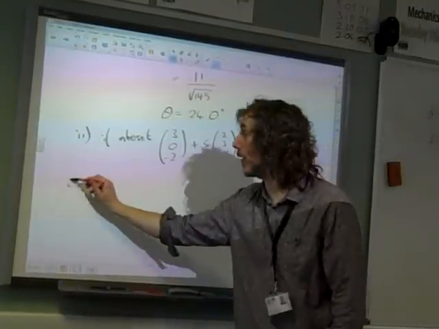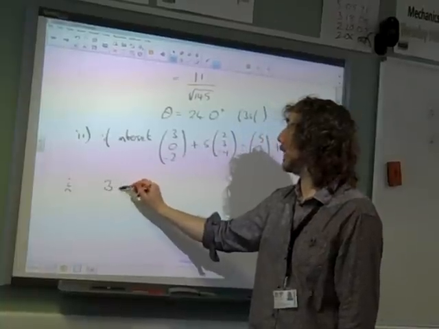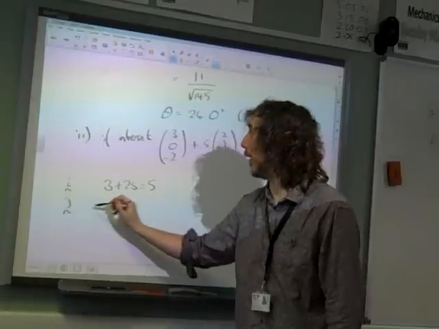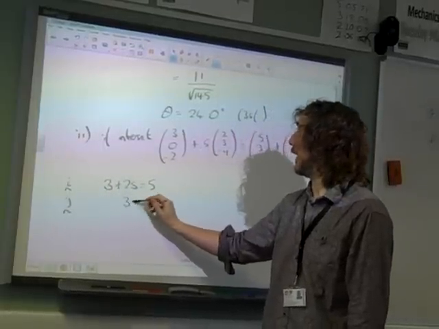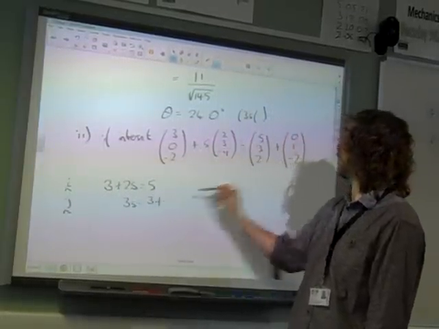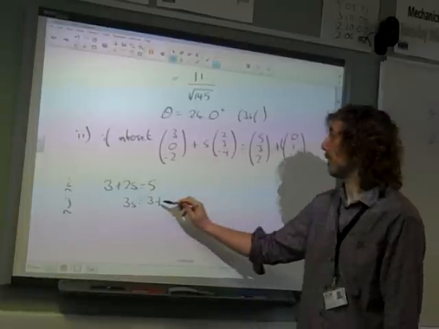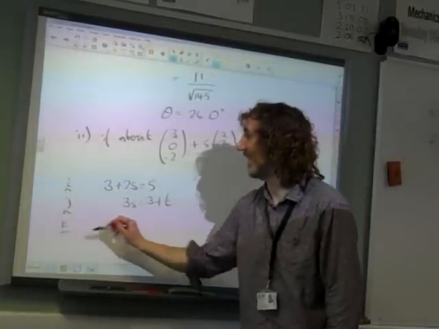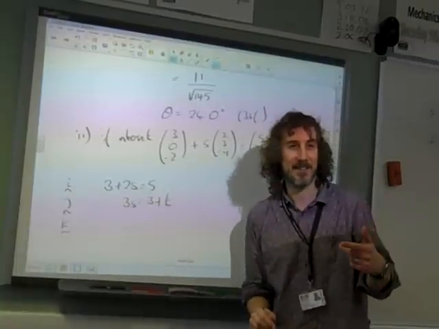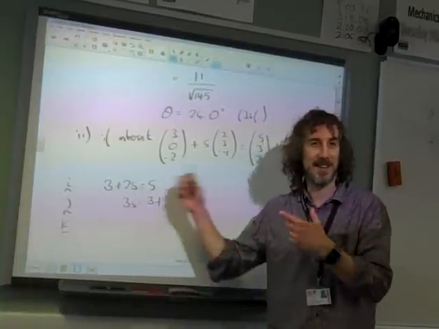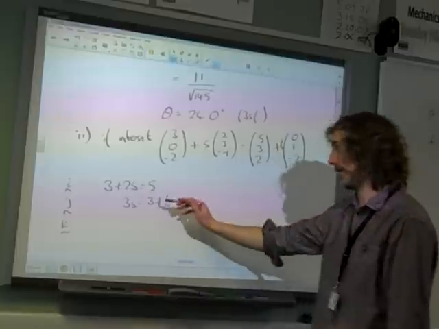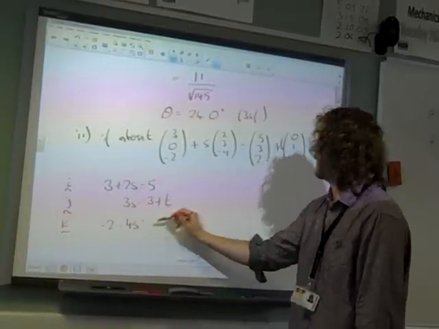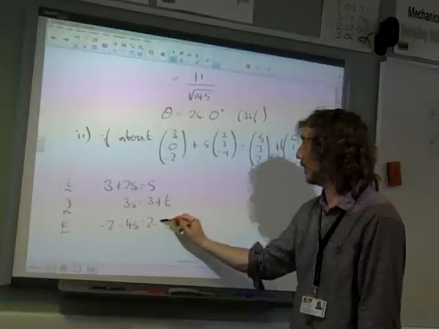So we think about the i component, 3 plus 2s is 5. The j component, 3s is 3 plus, I missed a t out there, t. There's all sorts of jokes going through my head now, so I've missed a t out. Anyway, right, minus 2 minus 4s is 2 minus 2t.